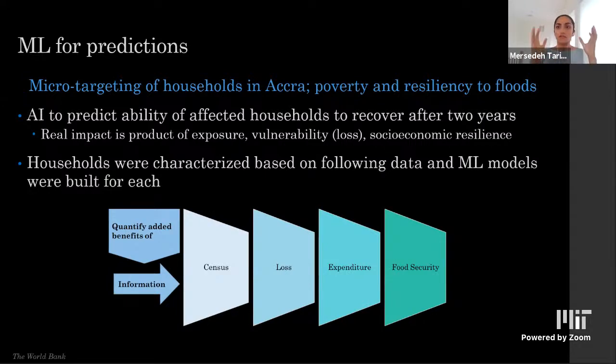What we wanted to do on top of this, to come up with interventions, was to use machine learning for micro-targeting of households, to characterize households that are less likely to recover after 2 years of flood events. I also wanted to show the added value of knowing more: what's the predictive value of knowing the information on loss, expenditure, and food security on top of mostly traditional and commonly used census data. So again, the intervention that this decision-making supports is micro-targeting of households.